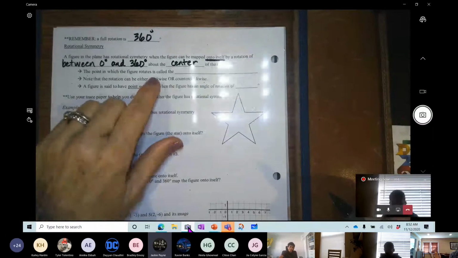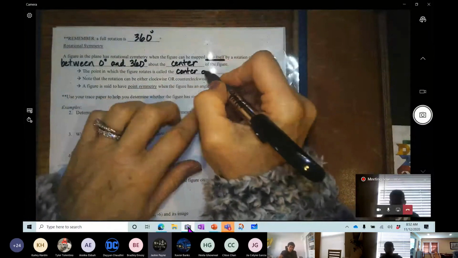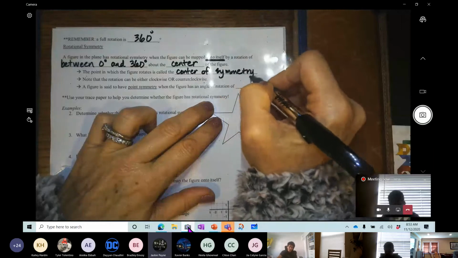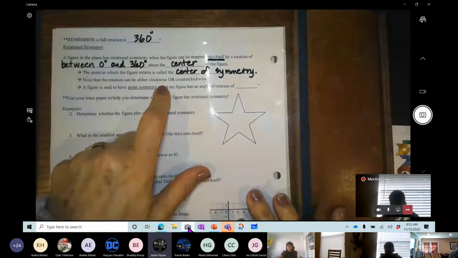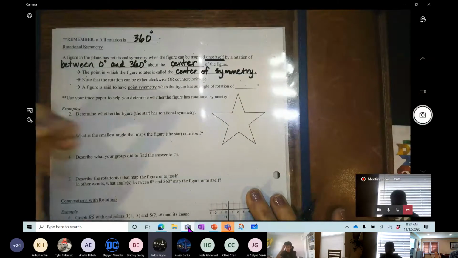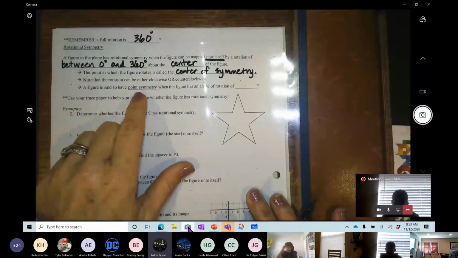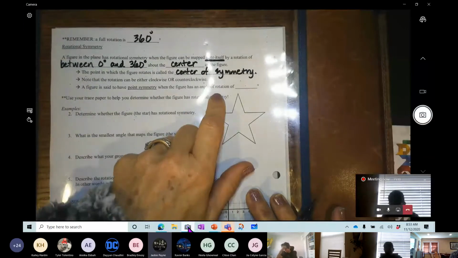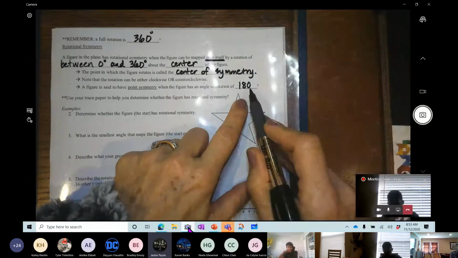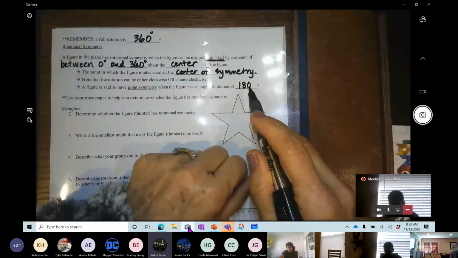The point in which the figure rotates is called the center of symmetry. So that's a word that we'll use all the time. Note, it can be either clockwise or counterclockwise. There's no default on rotational symmetry, but it's said to have point symmetry when the figure has an angle rotation of 180.